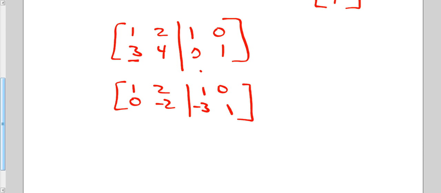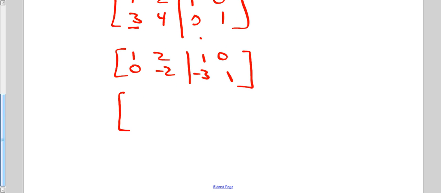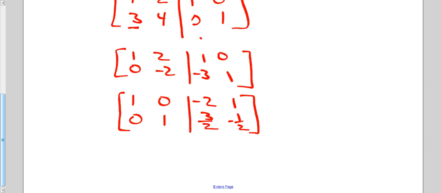1. Now, I can add row 2 to row 1 and give me a new row 1, right? So now, I got 1, 0, negative 2, 1. And I can divide this by 2, right? Or negative 2. And I get 0, 1, 3 halves, negative 1 half. And this is the inverse to A.